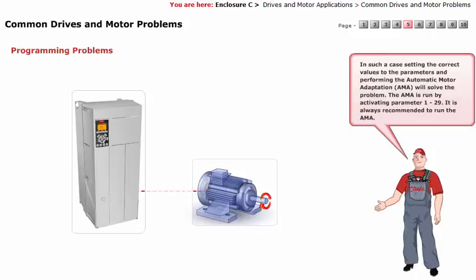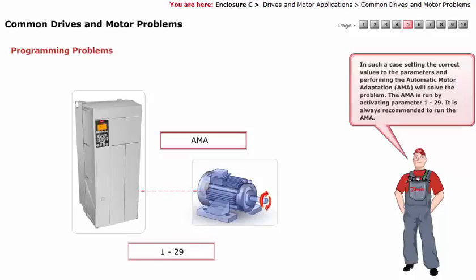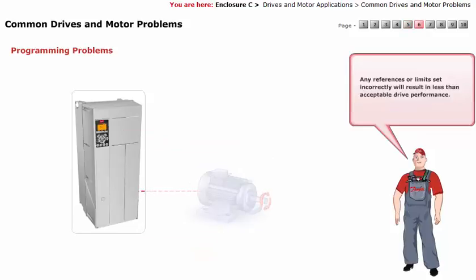In such a case, setting the correct values to the parameters and performing the automatic motor adaptation, AMA, will solve the problem. The AMA is run by activating parameter 1-29. It is always recommended to run the AMA. Any references or limits set incorrectly will result in less than acceptable drive performance.